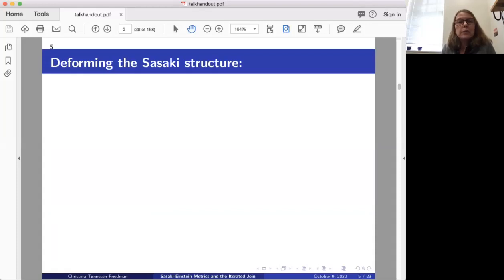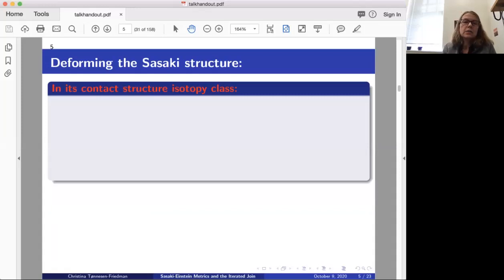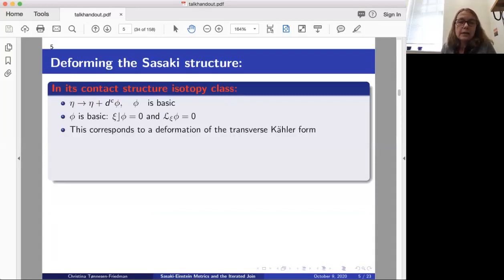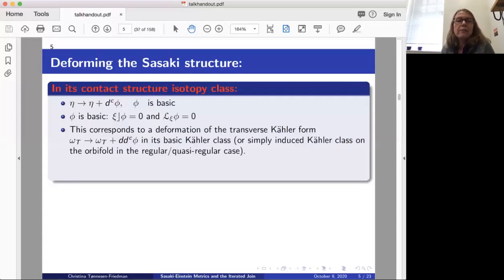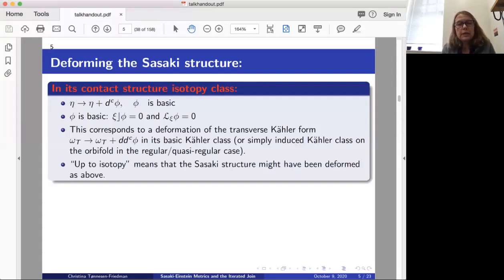And because it will be sort of a fine print later, I'll talk about deforming the Sasaki structure within its isotopy class. So if you take your contact form, and to that you add d^c of phi, where phi is a basic function. So in general, if you have a basic form, it means that the exterior product with psi is 0 and the Lie derivative with respect to psi of phi is 0. But that corresponds to deforming the transverse scalar form like this in its basic scalar class. And so if we have a regular or quasi-regular class, you are deforming within the scalar class on the quotient, the orbifold, or manifold if you're lucky. So when we say up to isotopy, we mean that we might have changed our Sasaki structure with respect to that. Okay.